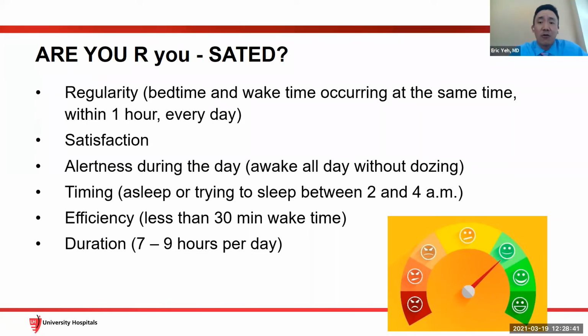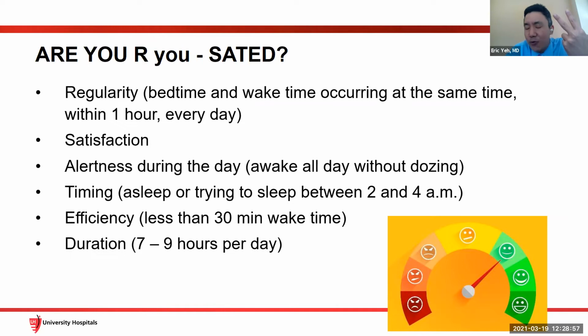So every single question is 0, 1, or 2. 2 is always, 1 is sometimes, 0 is never. So it's really easy for you to jot down. Regularity. Is it regular within 1 hour every day? Are you satisfied with your sleep? Are you alert during the day?